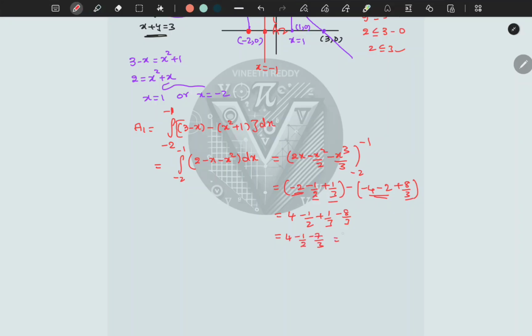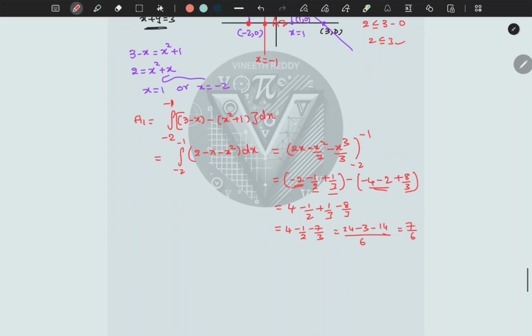The LCM is 6. 6 into 4 is 24. Here it should be -3. Here it should be -14 divided by 6. 24 minus 14 is 10. 10 minus 3 is 7. 7 by 6. I think A1 is 7 by 6. Now similarly, we have to find A2, right?